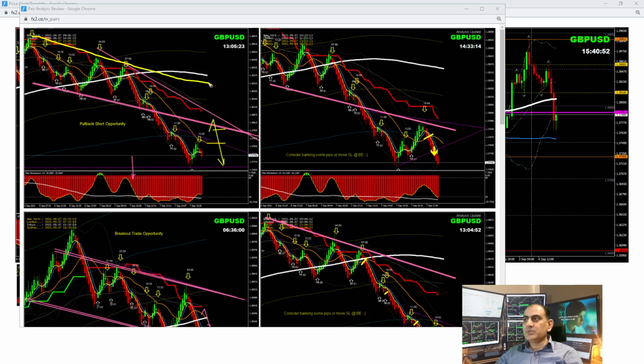The channel was broken. I explained to my trader, look for another pullback at this level. We have this breakout. After the breakout, pullback short. As you can see here, price nicely developed a pullback.